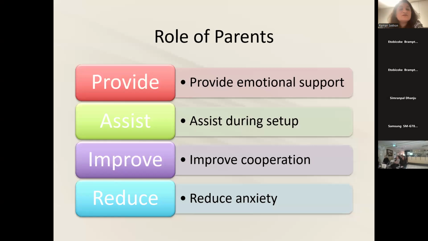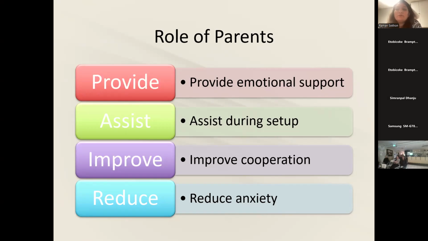Next slide. This is very important: the role of parents. Parents have a very crucial impact on the success of the sleep study. The cooperation of the parent during the study is an asset to the sleep technologist. Not only do parents assist the sleep technologist in placing the electrodes, they can also provide additional information describing the child's sleep patterns and other notable behaviors that can aid in the sleep study.